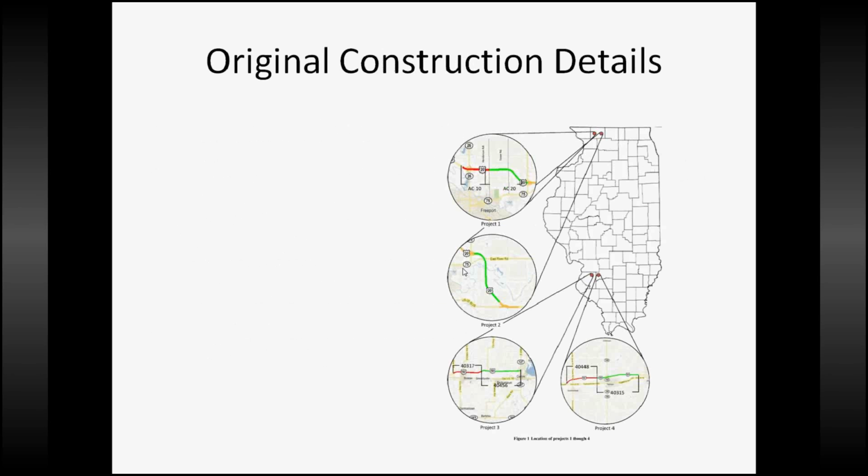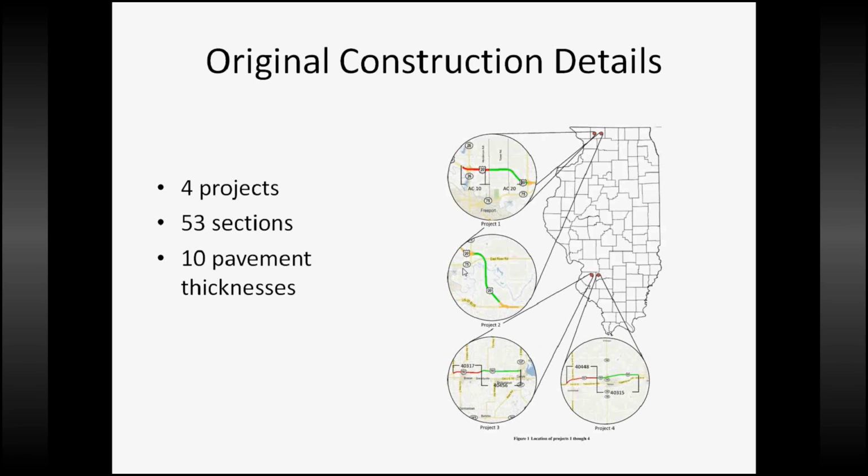So we came up with 4 different projects located as pictured in the figure: 2 in the northern part of the state, 2 in the central south of the state. These 4 projects were divided into 53 different sections. We had 10 different pavement thicknesses, and we had 4 different pavement types. And each one of these projects is linked to one of our objectives.